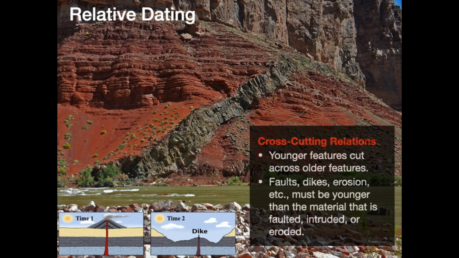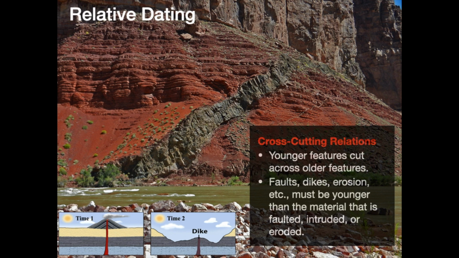Let's talk cross-cutting relationships. You just use this one. It's probably one of the most useful tools in interpreting these diagrams. That tells us that younger features have to cut across older features. If something cuts across something else, the thing it cuts through has got to be there first. It's as simple as saying if I rip a piece of paper, the paper's got to be there before I rip it.